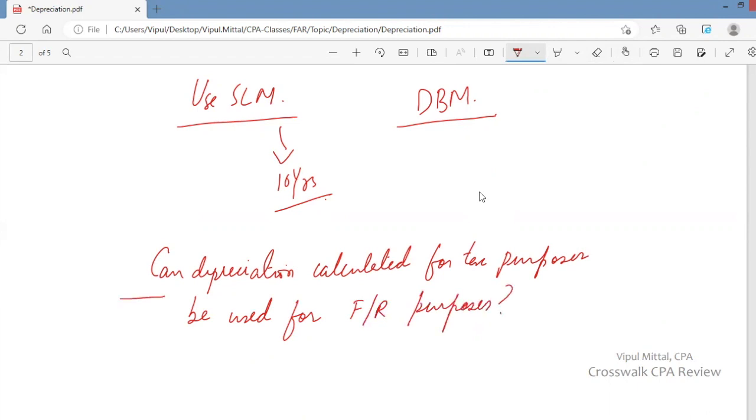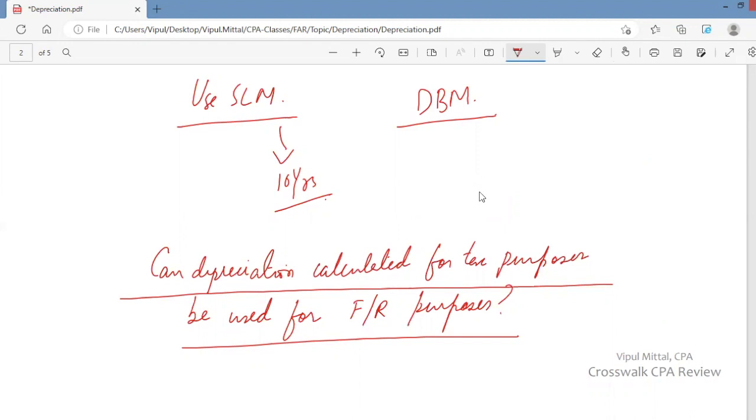So this is the question that you have. You have calculated depreciation for tax purposes considering tax rules. Can you use that depreciation figure for financial reporting purposes also? Yes, you can use that. You can use the depreciation that you have calculated for tax purposes for financial reporting purposes.